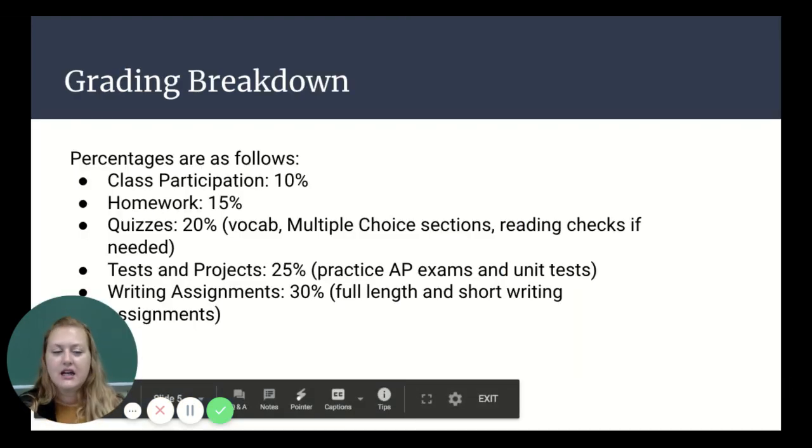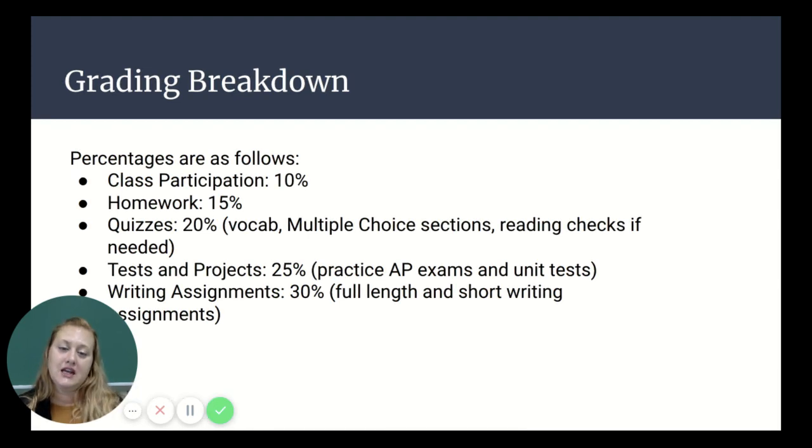The grading breakdown for my class is the same as it will be for AP Lit should they choose to take AP Lit. So class participation is 10%, homework is 15%, quizzes are 20%, and a quiz can be vocab, multiple choice sections when they eventually count as a grade, and reading checks, which I don't use very often.